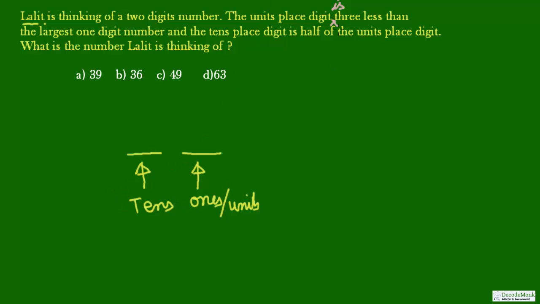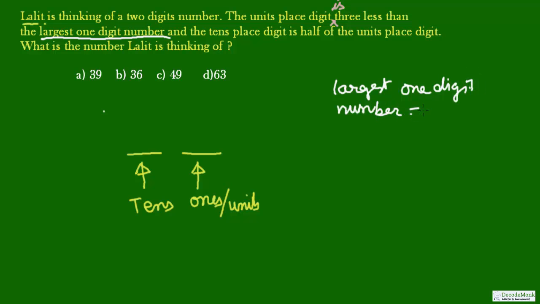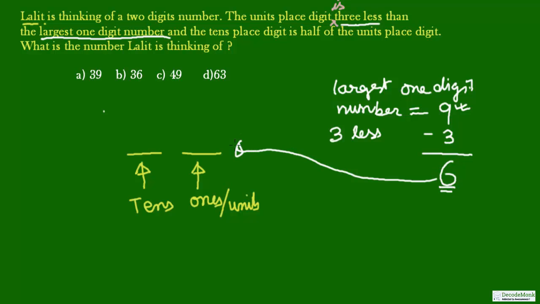It says the units place digit is 3 less than the largest one digit number. So what is the largest one digit number? We already know that the largest one digit number is 9, and 3 less means we have to subtract 3 from 9. 9 minus 3 is 6. So 6 is the digit at the units place.